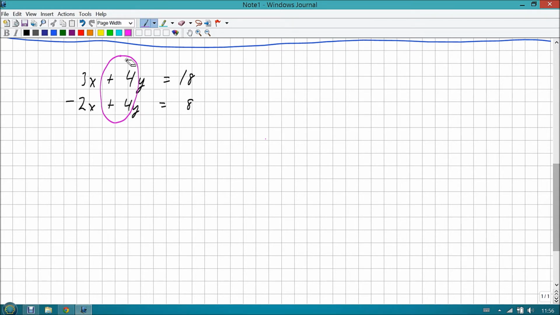So what I'm going to do is take my second row and multiply both sides of my second row by negative 1. When I do that, I rewrite my equations as 3x plus 4y is equal to 18. That one didn't change. But now my second row has turned into positive 2x minus 4y is equal to negative 8. Now if I look at it, the coefficients in front of the y are the same number, but opposite signs, which means that if I added them together, they would cancel each other out. They would eliminate each other.